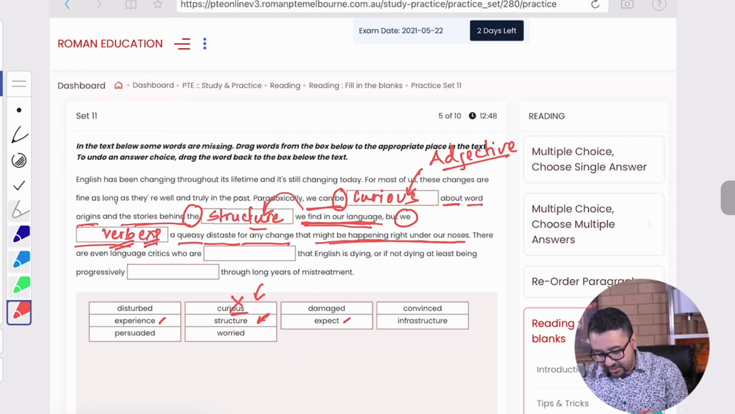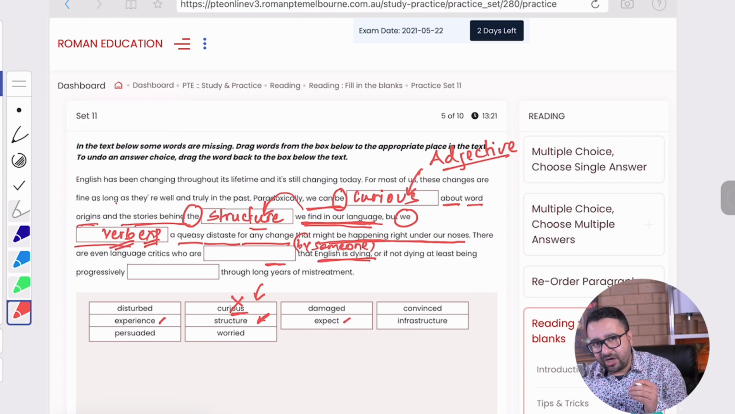Then moving on to the next one: there are even language critics who are that English is dying. So this is their perception, and they are either convinced or persuaded. Now, what is the difference? Convinced is when it happens automatically. That means you become convinced, but you are persuaded by someone. So if I need persuaded here, then we'll have something like "by someone". But because this sentence does not have anything like that, the only option left which makes sense here is convinced.